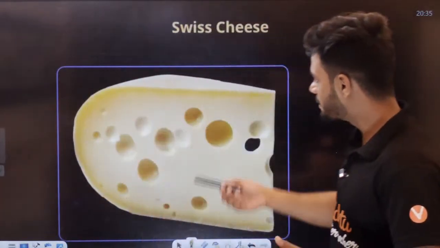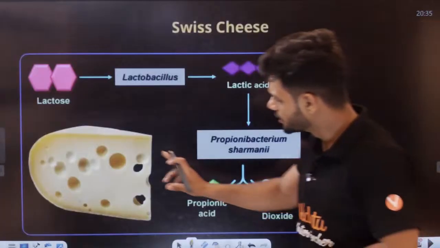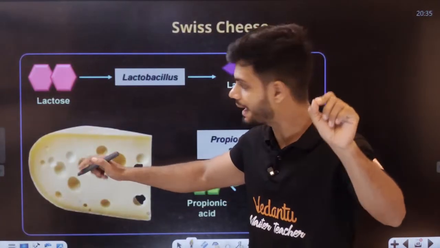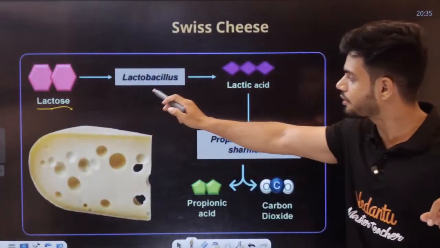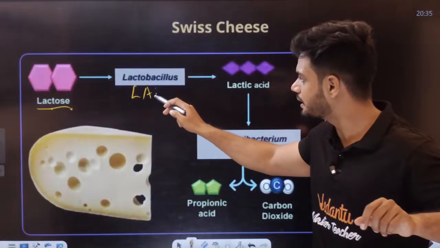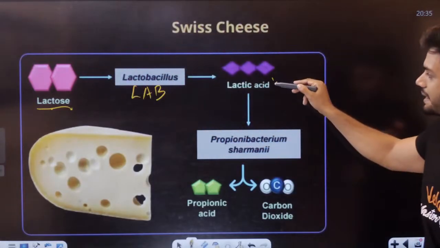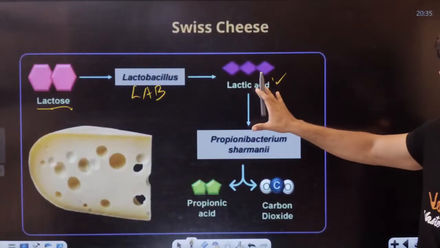Now this is your Tom and Jerry cheese, yes or no? Now students, here in Tom and Jerry cheese, cheese is made from where? Cheese is made from milk. Milk has lactose. This lactose is broken by the bacteria called lactobacillus, LAB. When it is broken down by LAB, we get lactic acid eventually. Students, same process, we get lactic acid eventually.